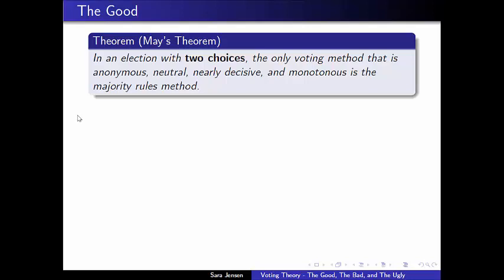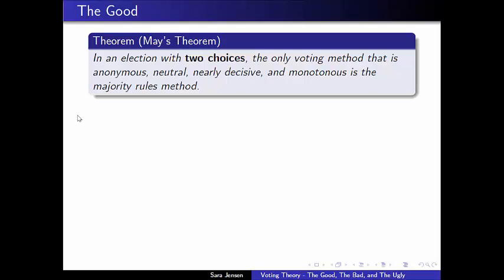And what it says is that when you have an election where there are only two possible choices, or two candidates, the only voting method that preserves anonymity, neutrality, is nearly decisive, meaning we always decide except in the case of an absolute dead tie, and is monotonic, is the majority rules method. And remember that the monotonic criterion has to do with a candidate gaining first place support. They can't lose after they've done that. The only voting method that satisfies all of those things simultaneously is the majority rules method.